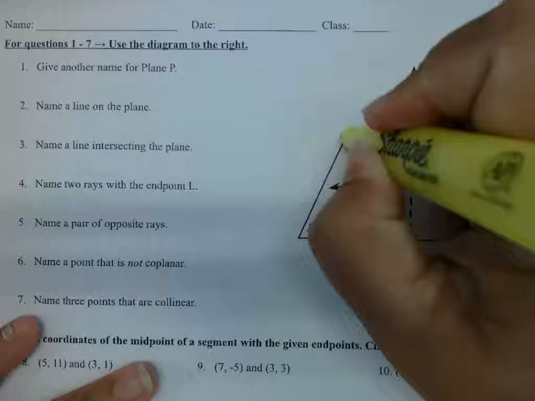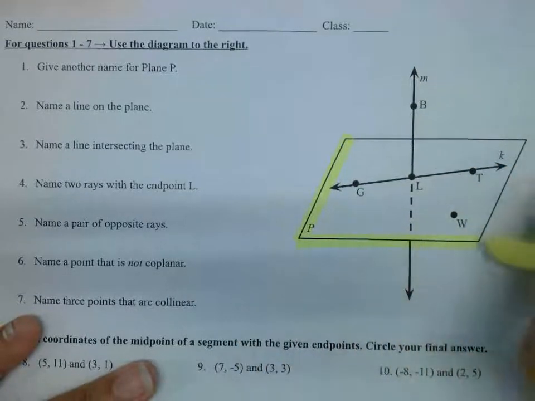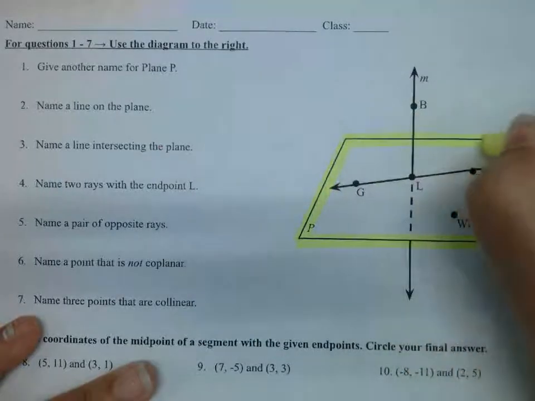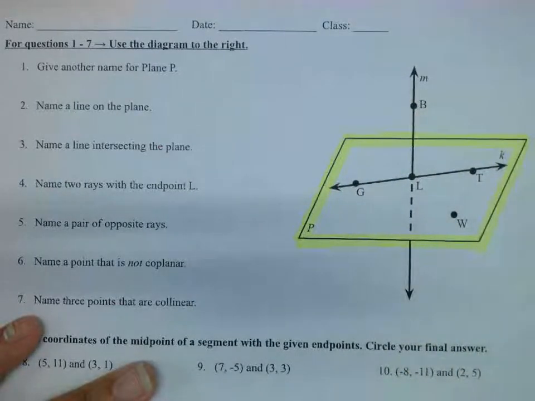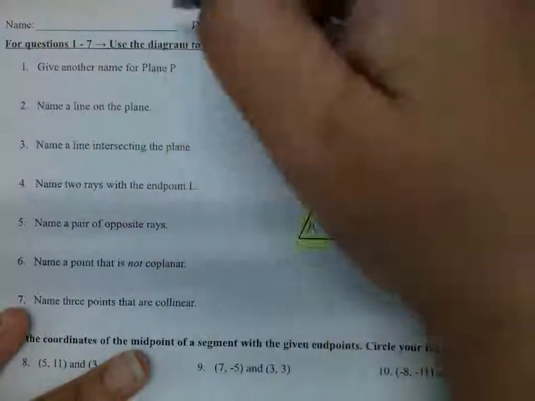is plane P. And in order to have this question answered correctly, you need to find 3 points that are in here. So to name another one, you have to name it with 3 points. So find 3 points in the plane.